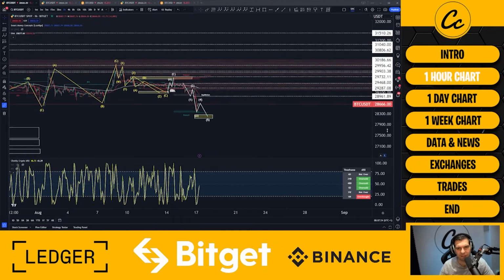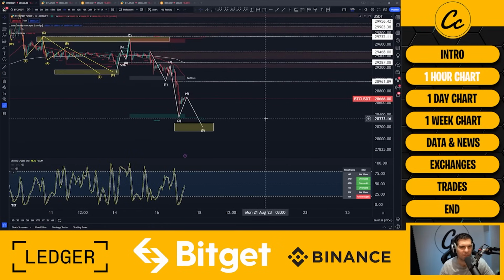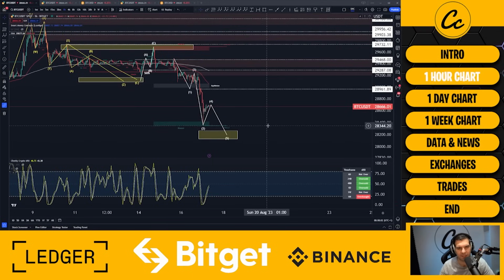So it's not like we're done yet. I think those fair value gaps can come at any point in time. They're not a guarantee that we even hit them, but they're there, and we have to keep an eye on them nonetheless. So that's our hourly time frame.